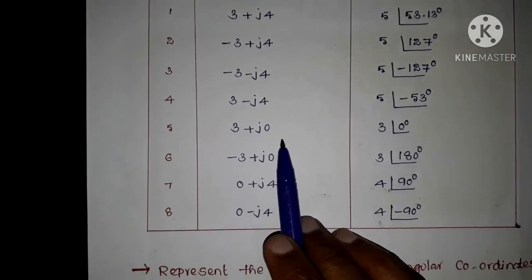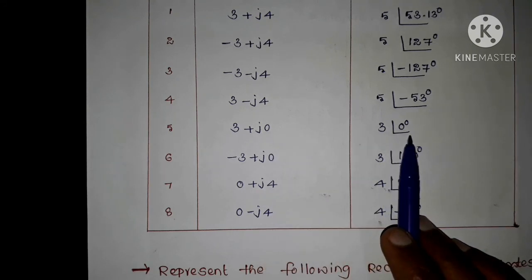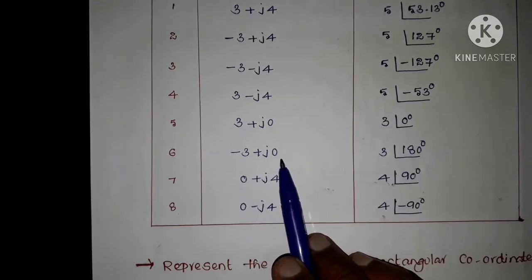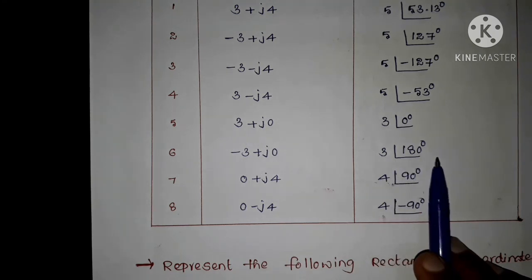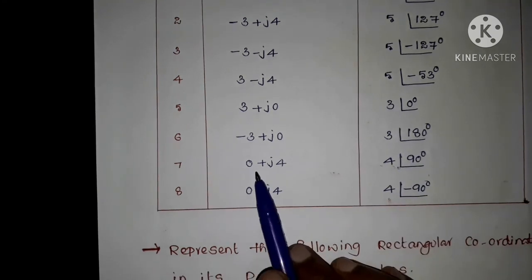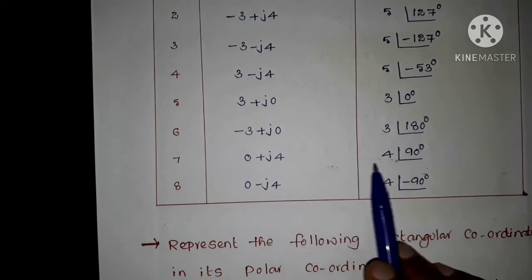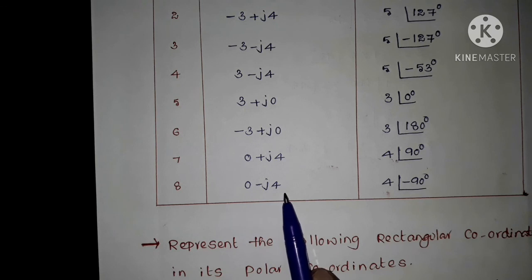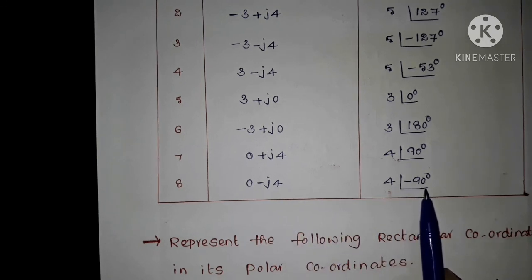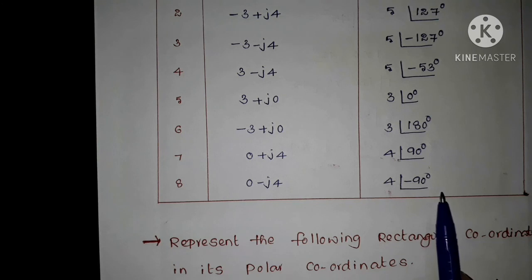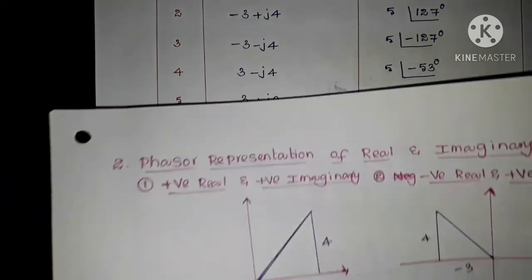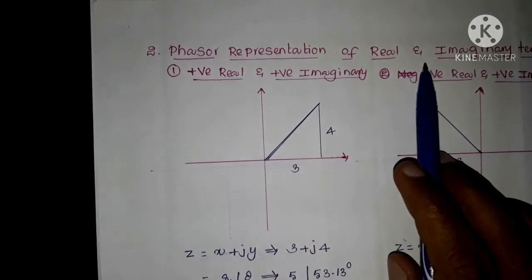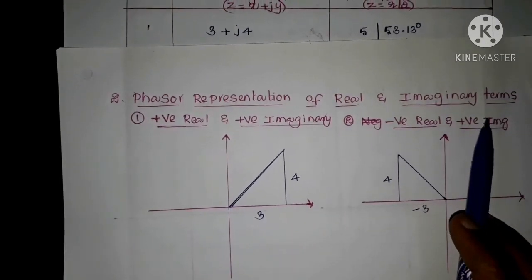If 3 plus j0 is the rectangular form, it is 3 at an angle of 0. If minus 3 plus j0 is in rectangular form, 3 at an angle of 180 degrees is its equivalent polar form. If 0 plus j4 is a rectangular form, 4 at an angle of 90 is the polar form. If 0 minus j4 is in rectangular form, its equivalent polar form is 4 at an angle of minus 90 degrees. So this is about the phasor representation of real and imaginary terms.